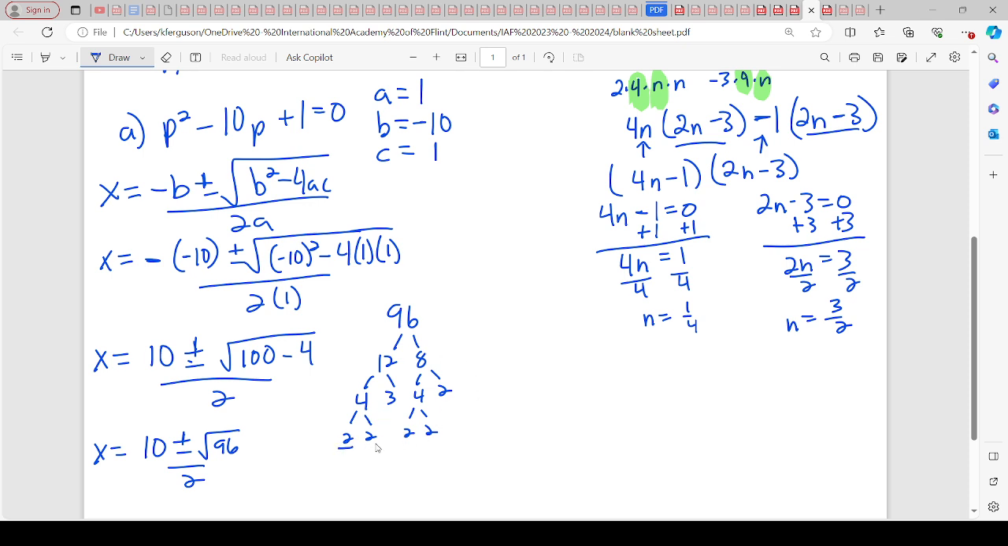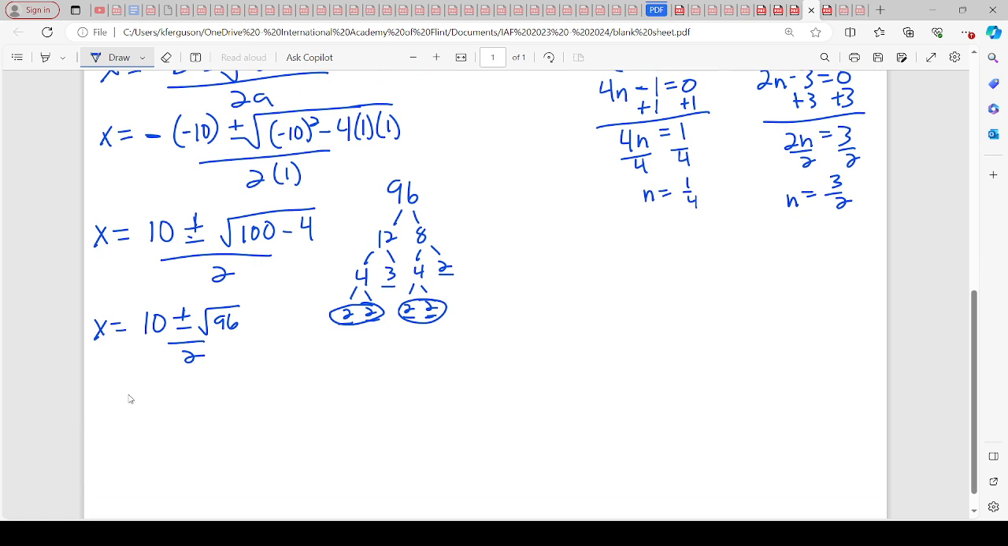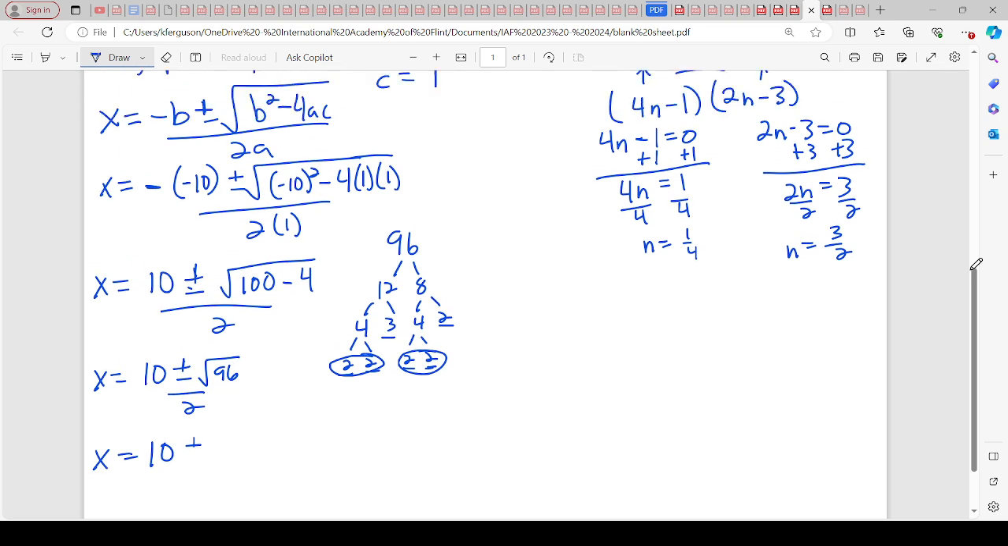So anyway, what do I got left? I've got 2, 2, 3, 2, 2, and 2. So when I got a pair, I can pull out something. So I can pull out a 2. I can pull out another 2. So that means I can pull out a 4. So I got 10 plus or minus 4 times the square root of 6, because I got 3 times 2, over 2.